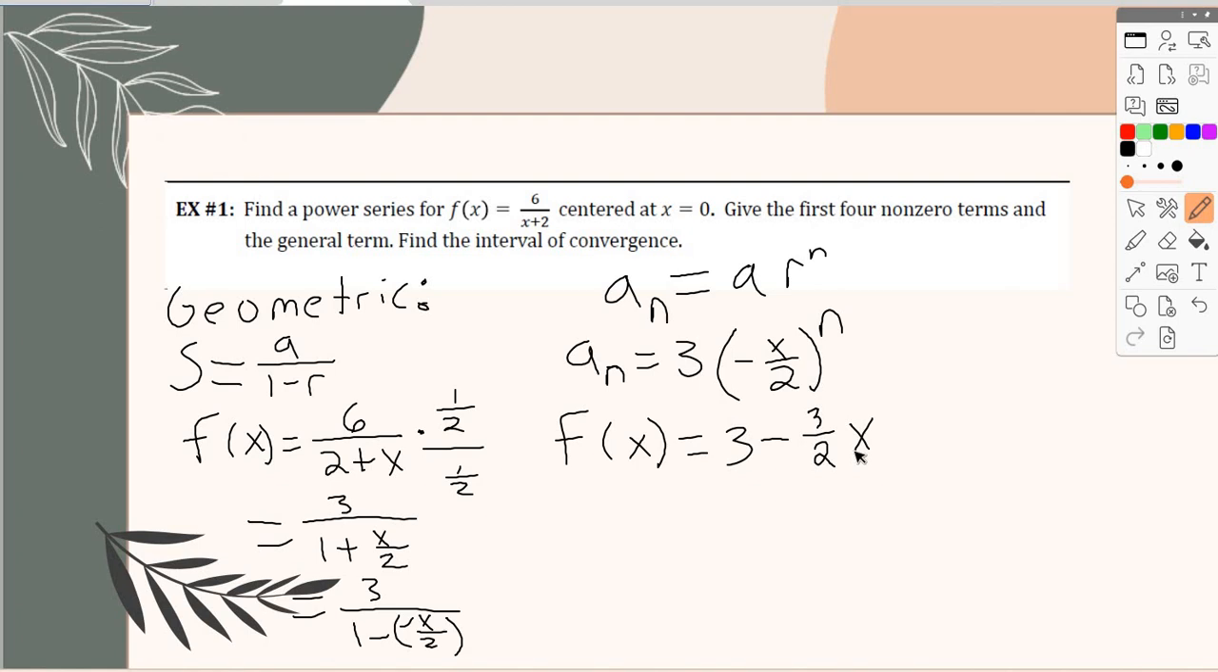So then what comes next? Plugging in 2. So it's going to be positive this time. My 3 is going to stay the same, but now I have 2 squared, which is going to give us a 4. x to the second power. How many terms did it say we needed? 4. How many do we have right now? 3. So we need 1 more.